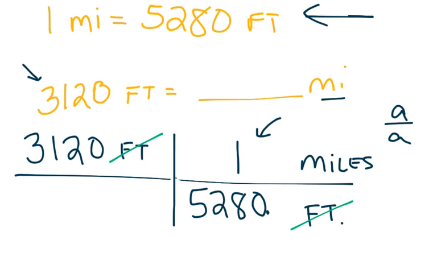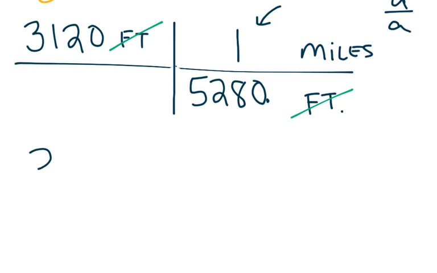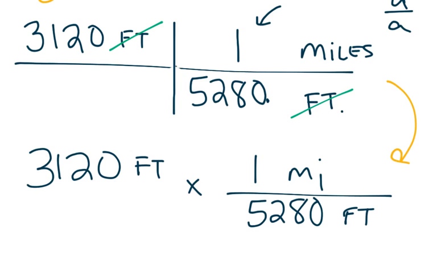What you're really doing here is just a more organized way of saying 3,120 feet times 1 mile over 5,280. This is the exact same thing. These two right here are no different from each other. Okay? Dimensional analysis is both of them. It's just two different formats for dimensional analysis.